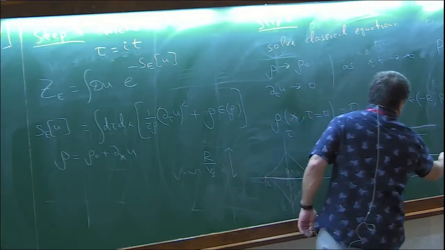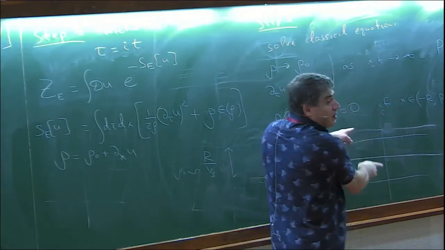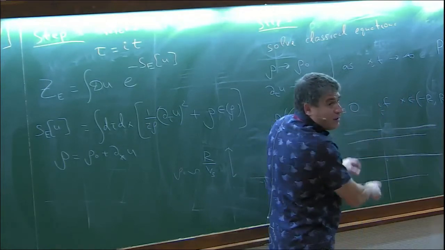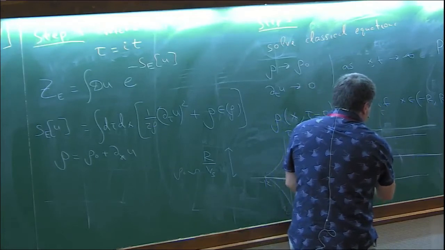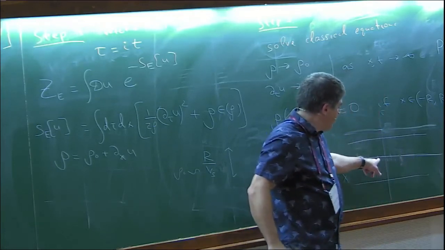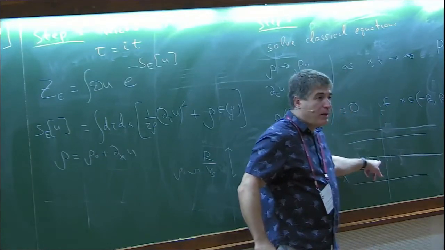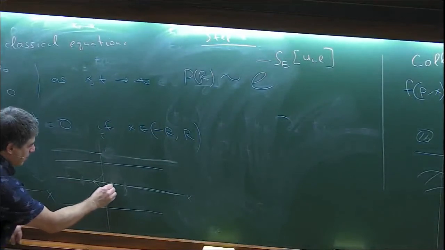So timing 0 is here. Okay? So essentially, it's a cylinder. So I have to identify this line. And again, I want to have my emptiness here from minus r to r. I solve the classical equation and I obtain something like this.